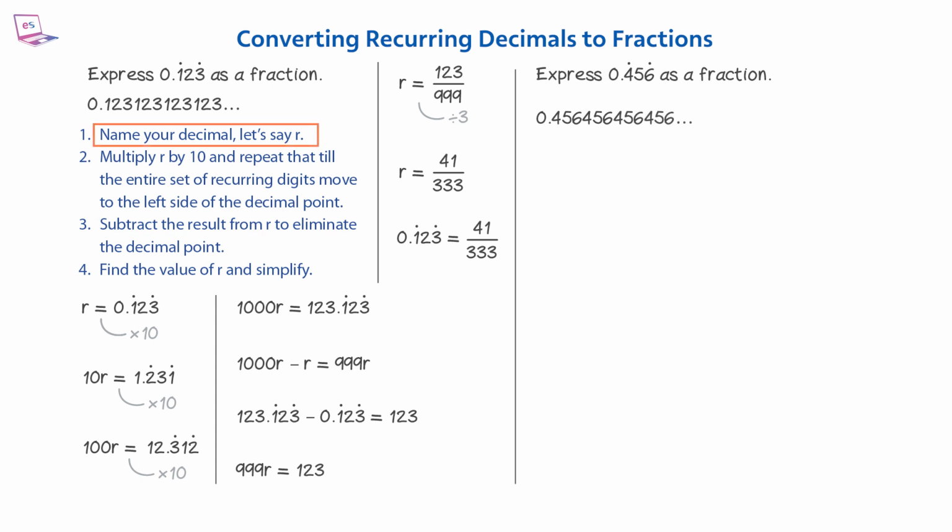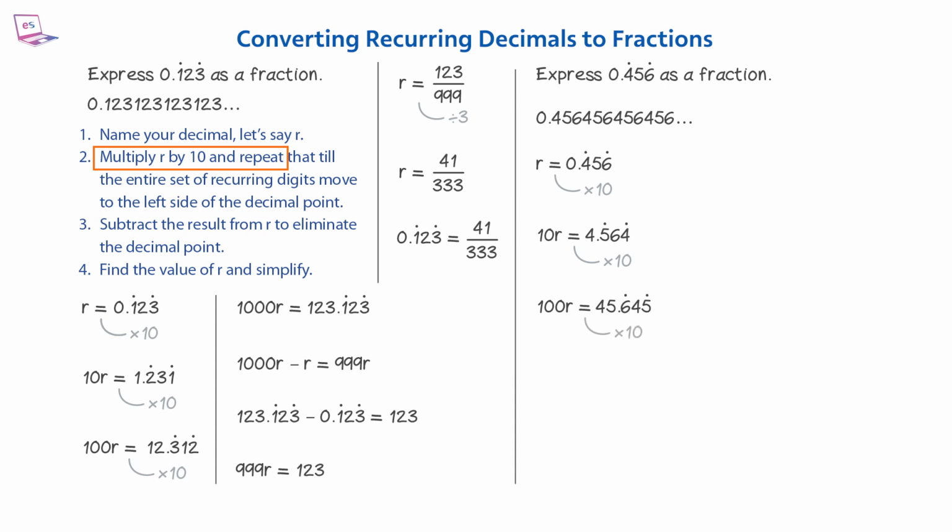Let's call the recurring decimal 0.456 recurring as R. On multiplying both sides by 10, we get 10 R equals 4.564 recurring. On multiplying both sides by 10, we get 100 R equals 45.645 recurring. On multiplying both sides by 10, we get 1000 R equals 456.456 recurring. Since the entire set of recurring digits has been moved to the left, we can stop the multiplication.